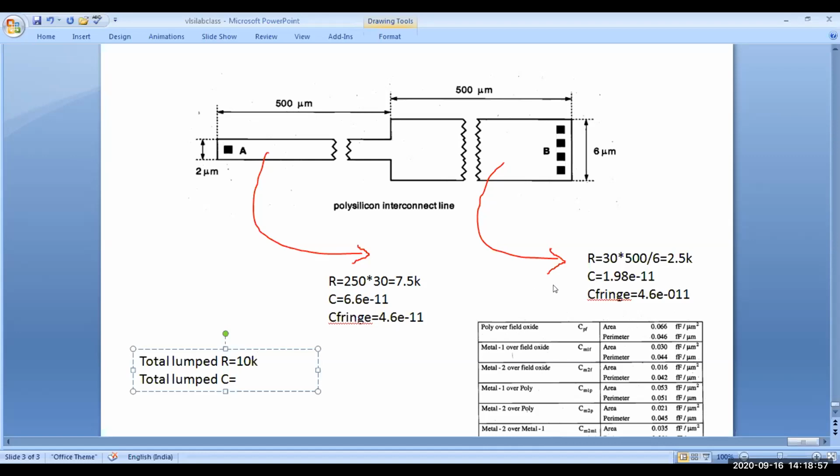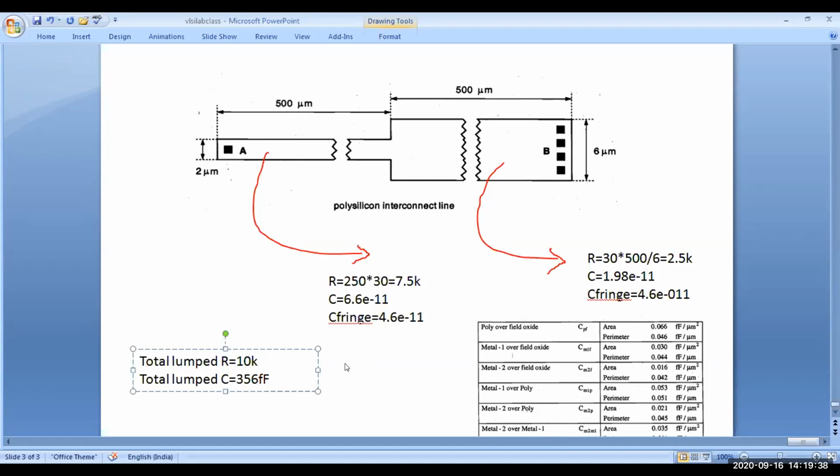Then the total lumped capacitance will be what? This is parallel plate capacitance plus the parallel plate capacitance of the second segment and 2 into the fringe capacitance of both of them. So that will be what? This is 66 plus 66 plus 198, 46. Okay, that will be 356. This will be femtofarad. Okay, so we got the total lumped resistance and total capacitance.